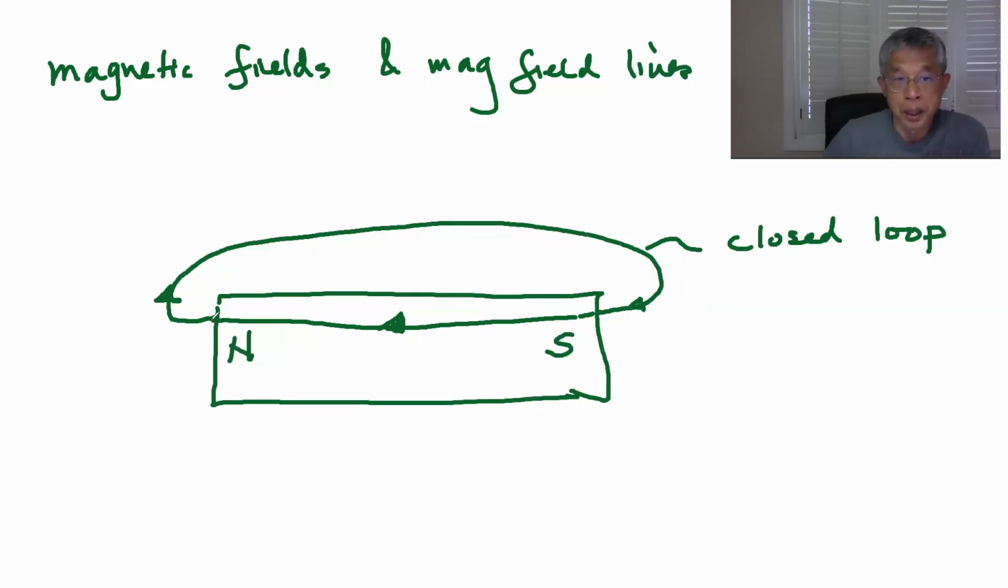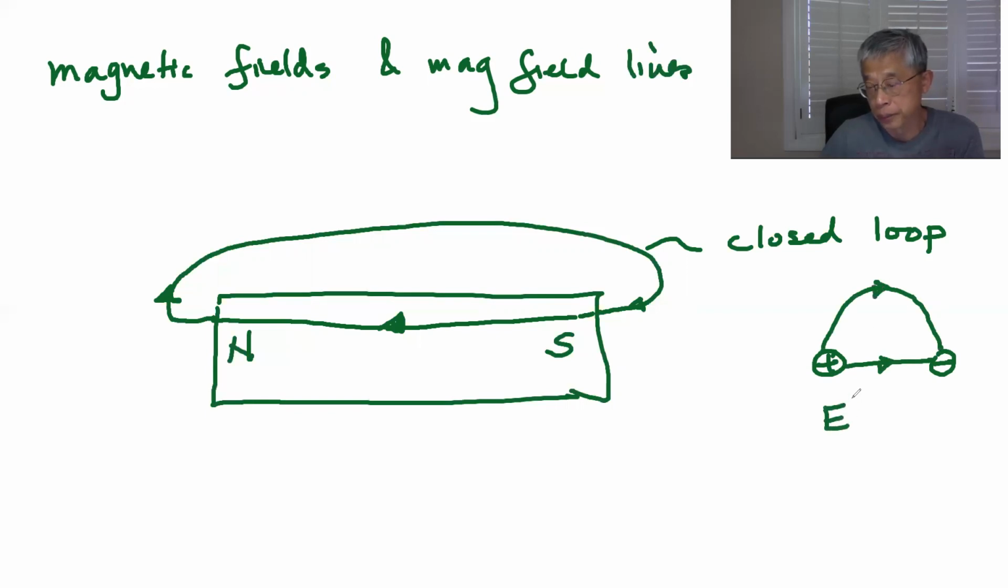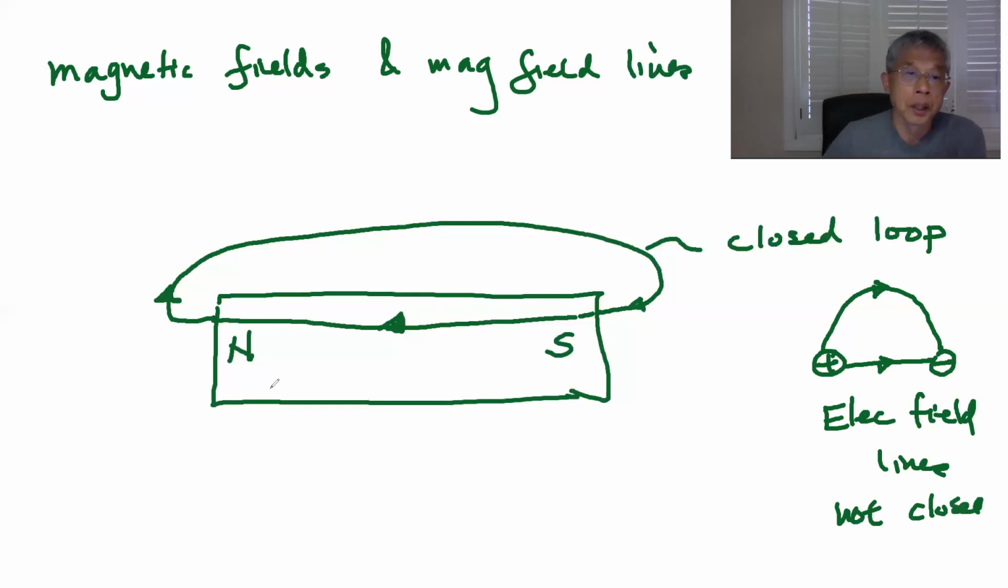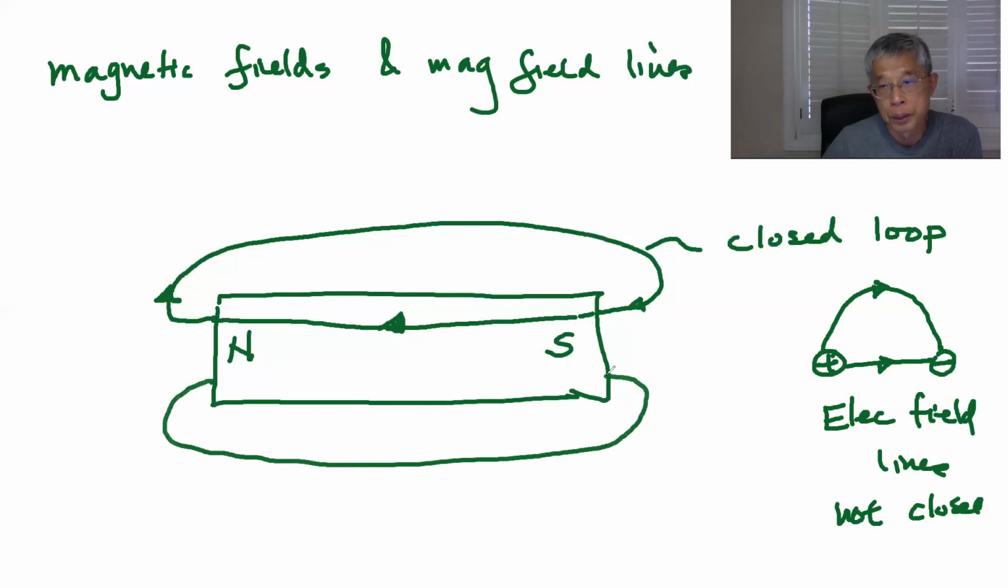In electric field line, it's not a closed loop. It goes from positive, so it goes like here, and it just stops there. You go like this, and go like that. So this is electric field line. This is not a closed loop. But this is, all right? So you can draw more. There's a lot more.